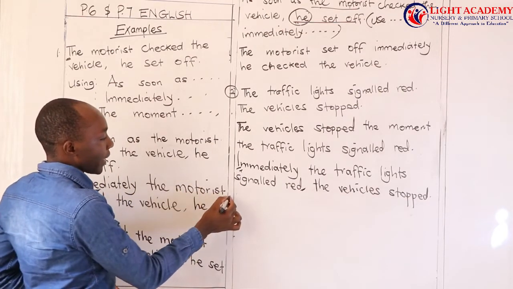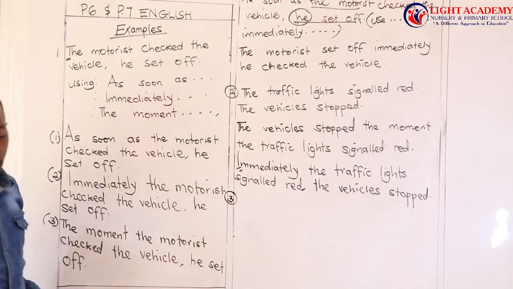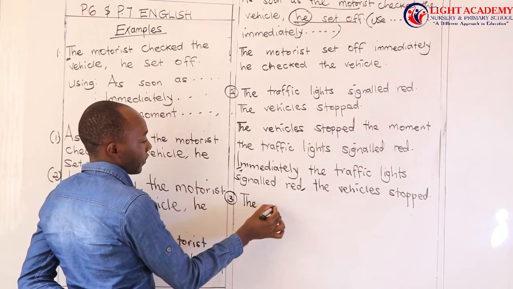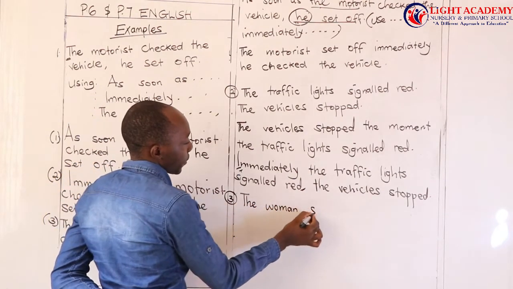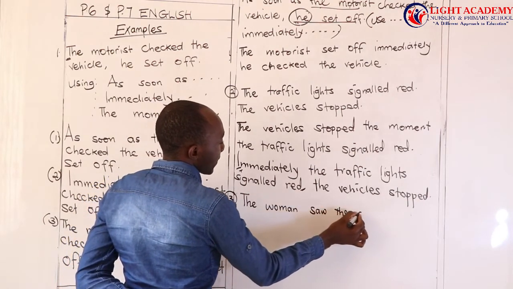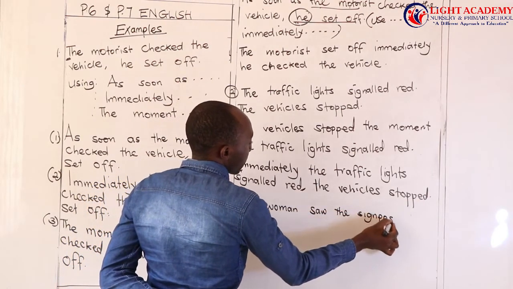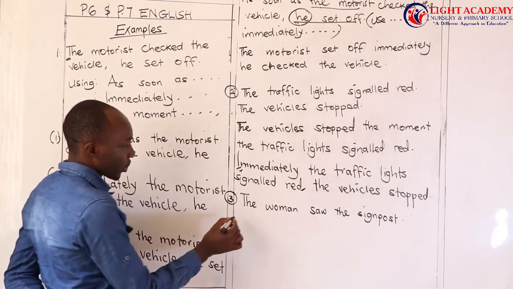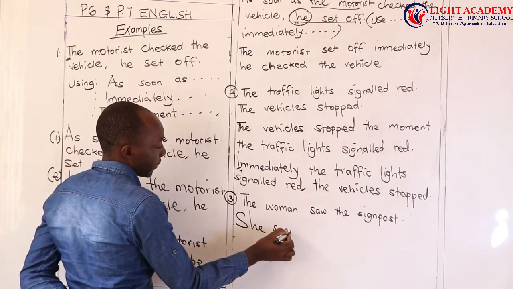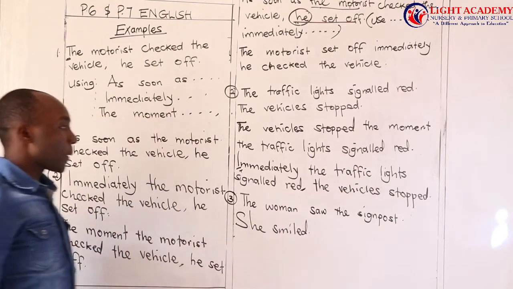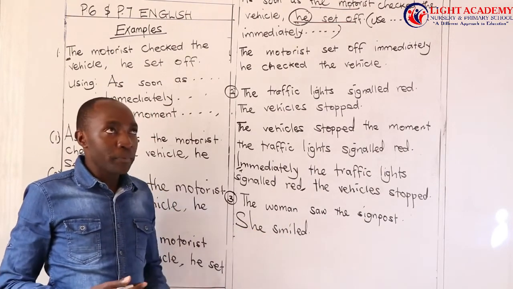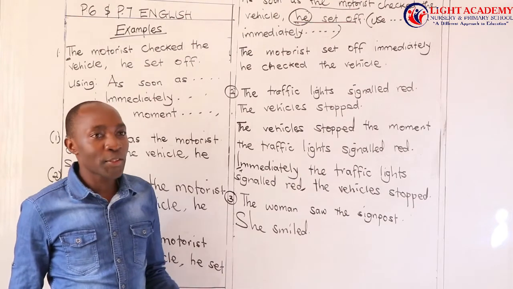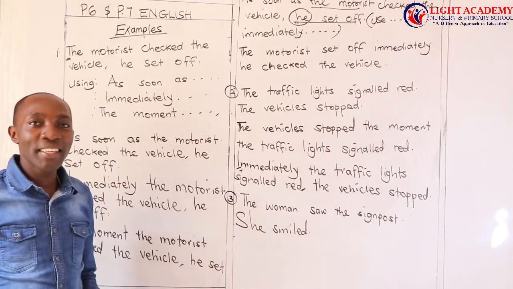Then the last active example, before I give you an active day, it can be, the woman saw the signpost. Full stop. She smiled. Definitely, maybe this woman was going somewhere. She was lost, but fortunately, she saw the signpost. Oh, this is the place where I'm going. She made a smile. She smiled.